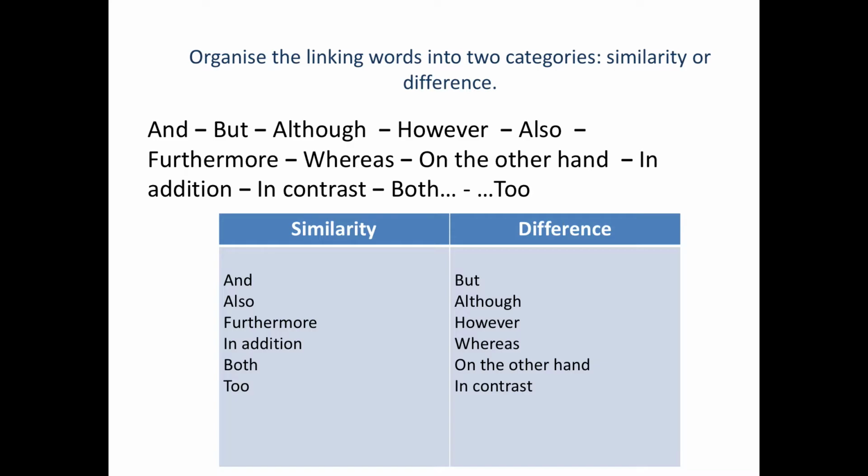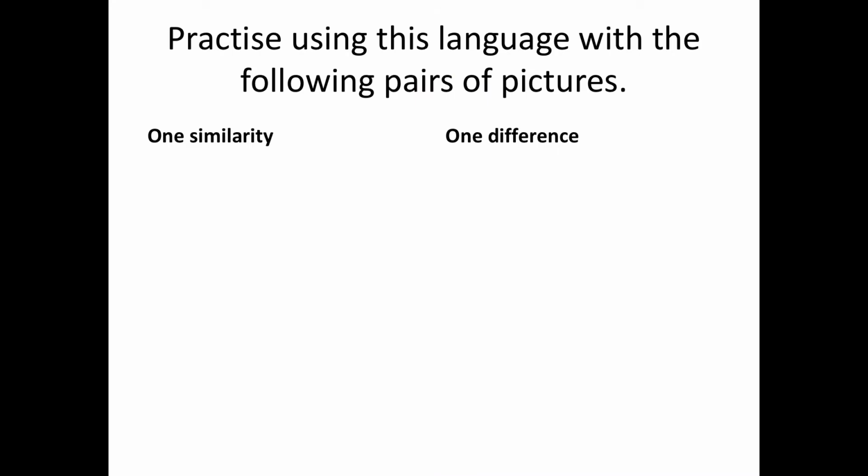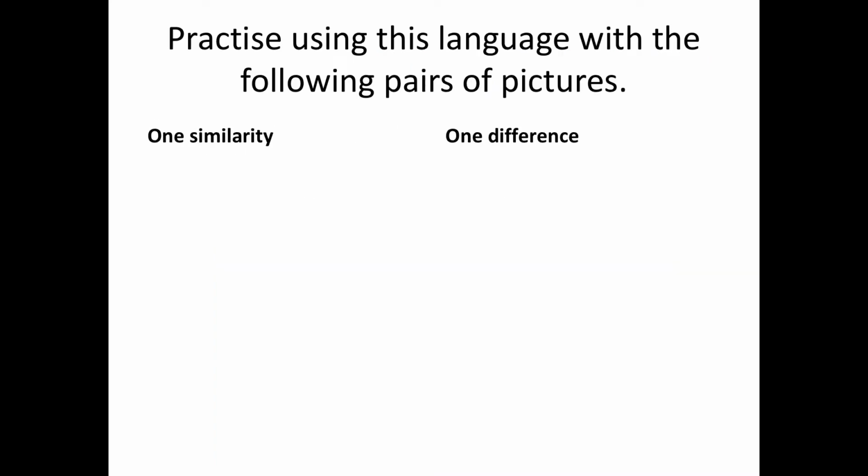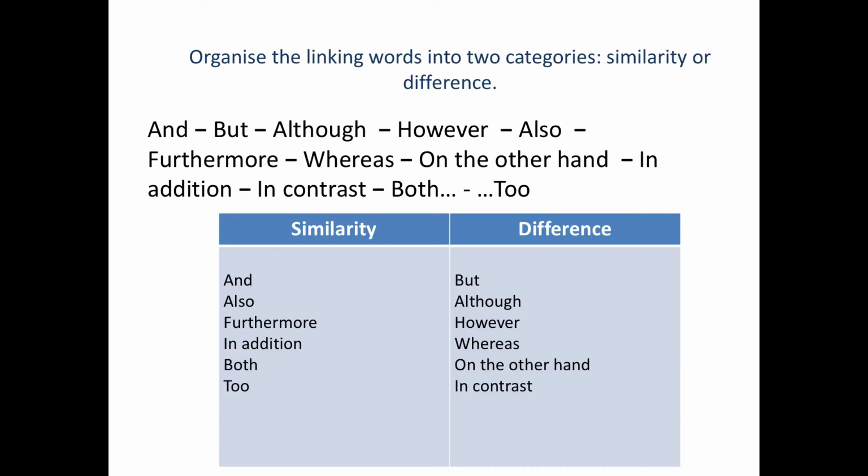Okay, well done. So we're going to practice using this language now. So I'm going to show you 3 pairs of pictures. Each time I pause the video, and I want you to find one similarity and one difference. So I want you to write a sentence showing a similarity between the 2 pictures, and a sentence showing a difference. And each time I want you to use a different linking word. So there are 3 pairs of pictures in total. So use 3 different similarity words, 3 different difference words, if that makes sense.